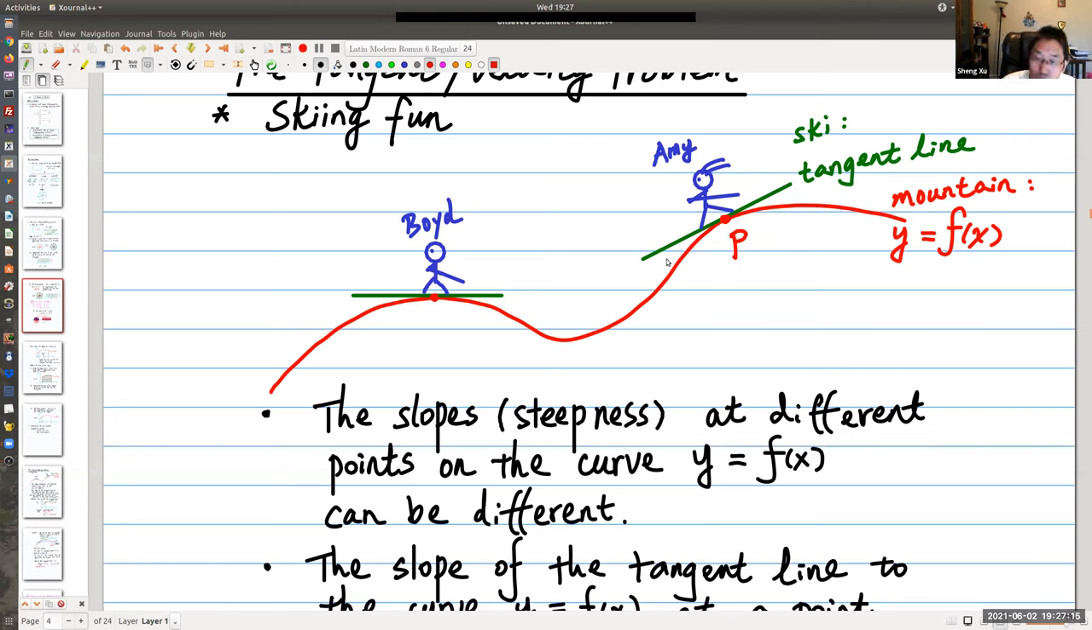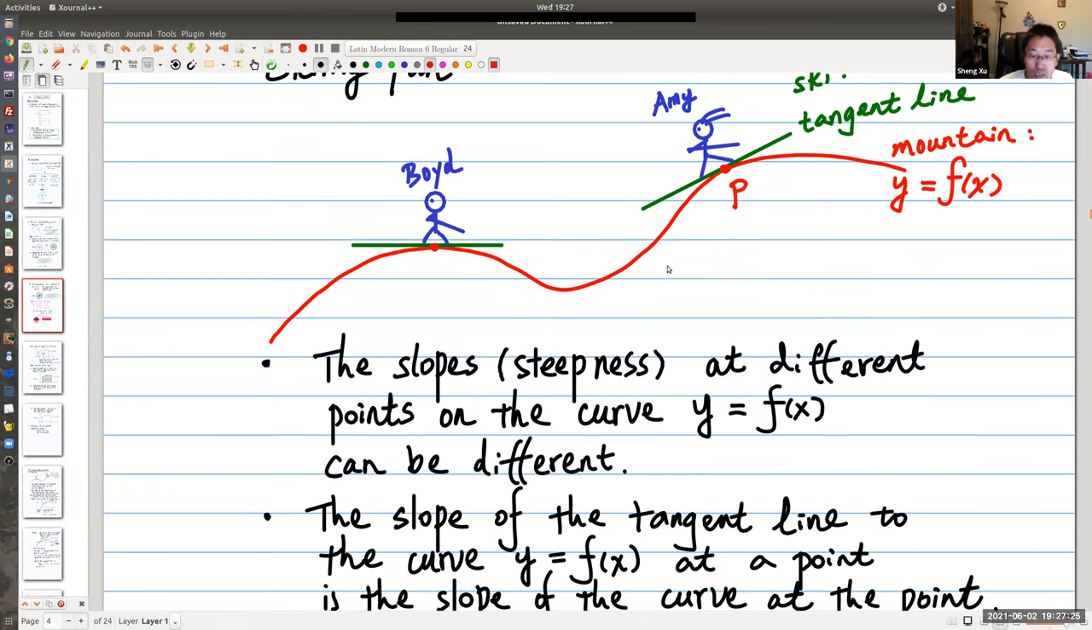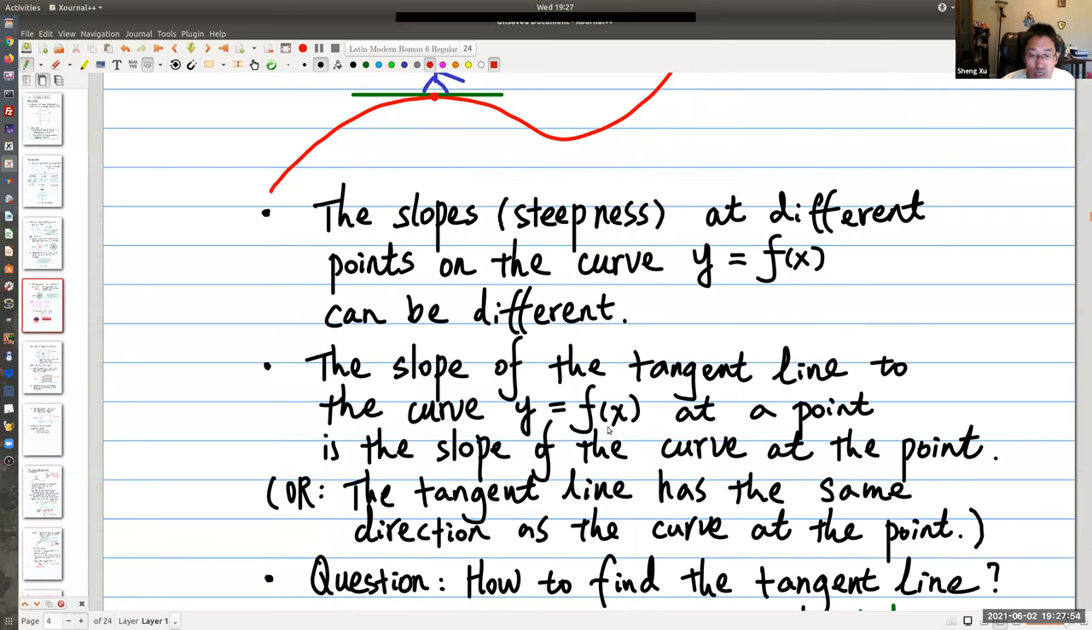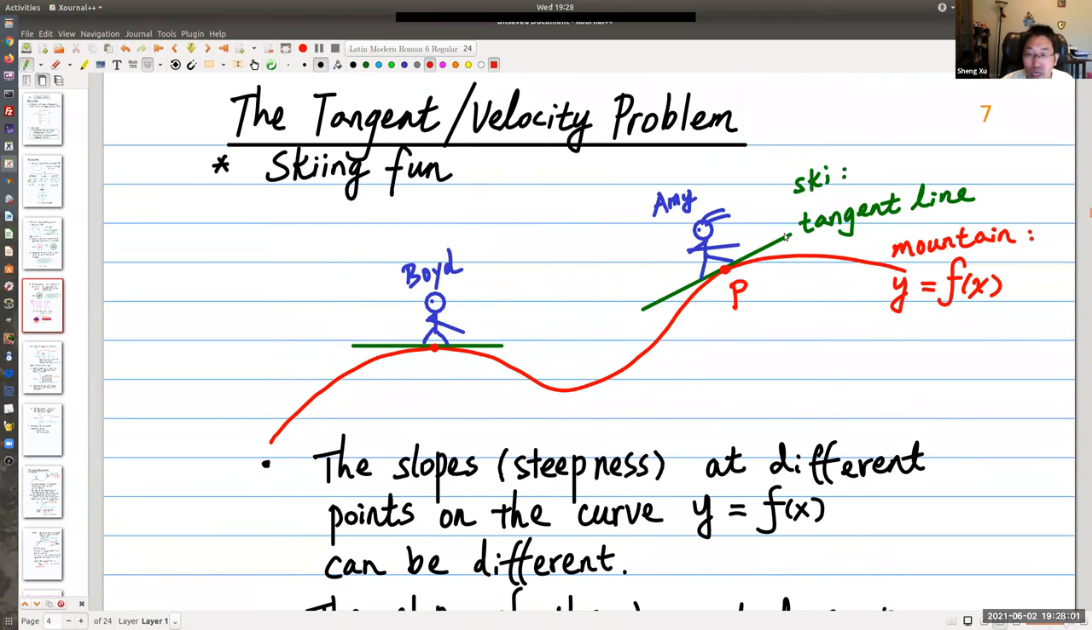And this ski, this green line, is called a tangent line to this curve at this point. So the slope of this tangent line can be used to describe the slope of this curve right at that point P. For example, the slope at this point P is the slope of this green ski. And the slope at the point where the boy is standing is zero in this case. So the slope of the tangent line to the curve at a point is the slope of the curve at that point. Or we can say the tangent line has the same direction as that curve at that point.